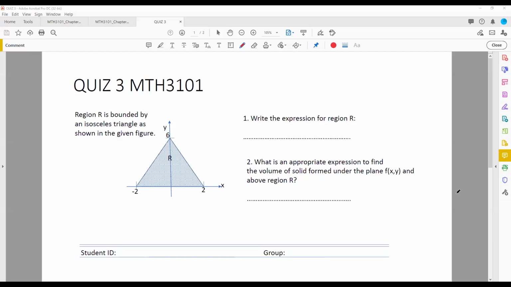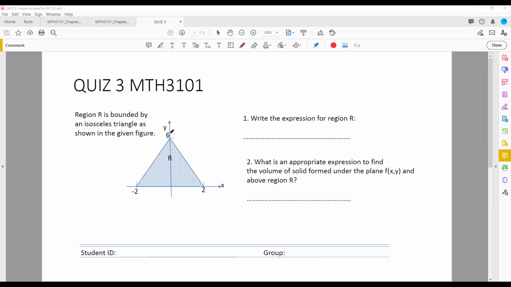I want to discuss the answer for this quiz. Okay, let's see. The question is, write the expression for region R. So we need to define this region. X goes from A to B, and then Y should go from C to D.